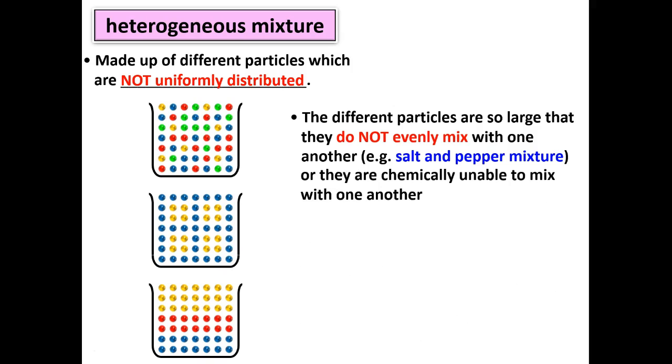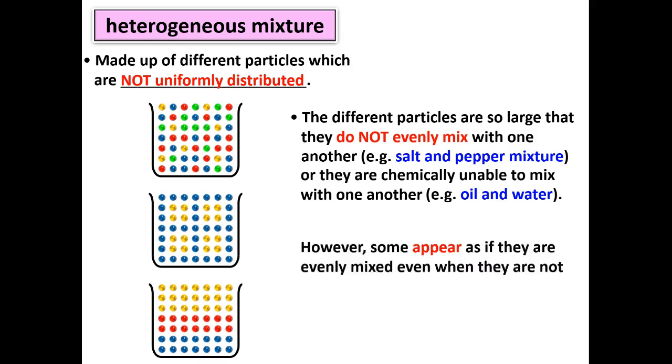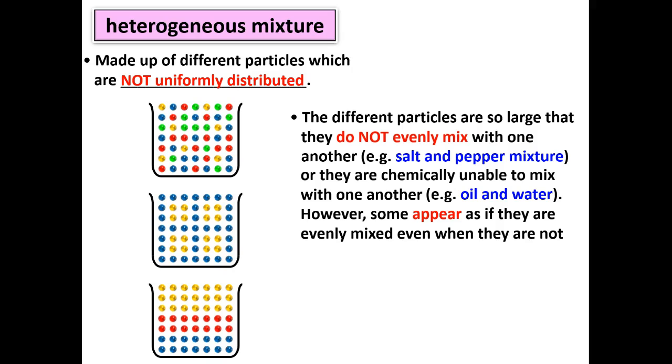They are not chemically able to mix with one another, so they're always going to be separate entities within the mixture. They're always going to have salt, they're always going to have pepper. Another example is oil and water. Oil is always going to sit on top of water because it's less dense and has different properties. They can't chemically combine, so you'll see the two different parts, making it a heterogeneous mixture.